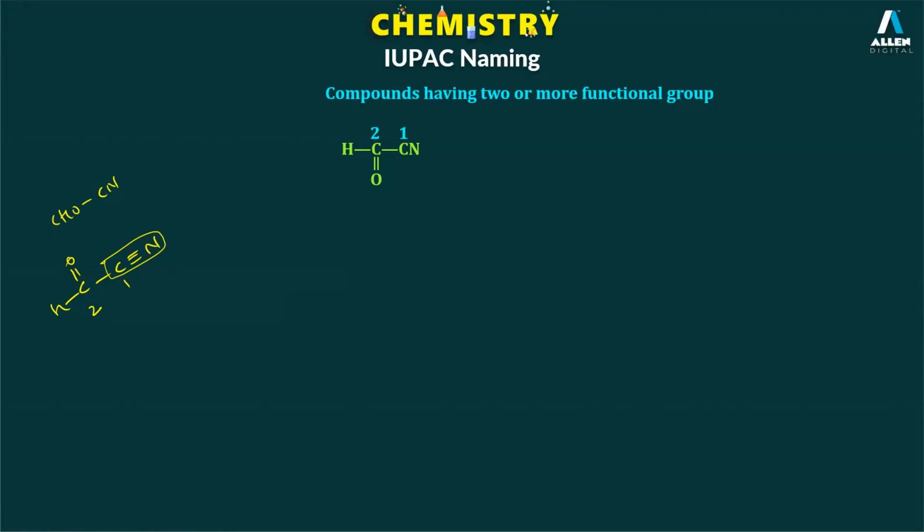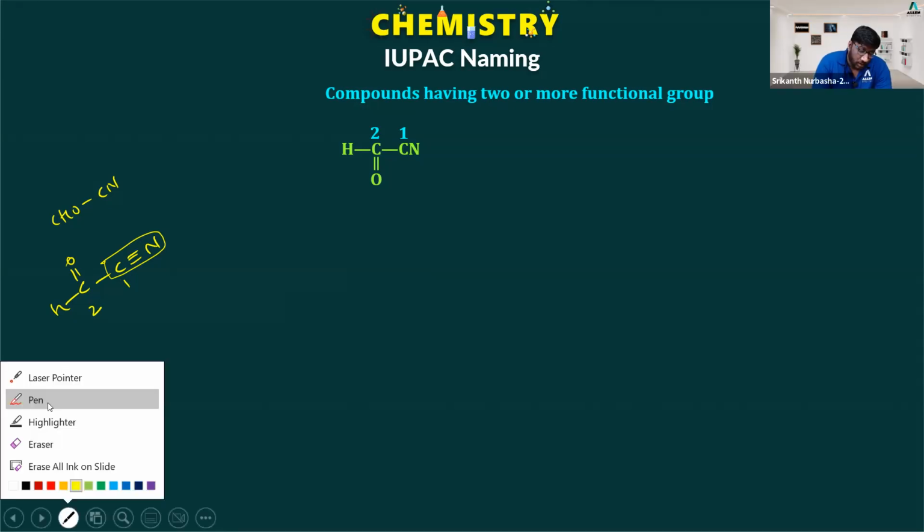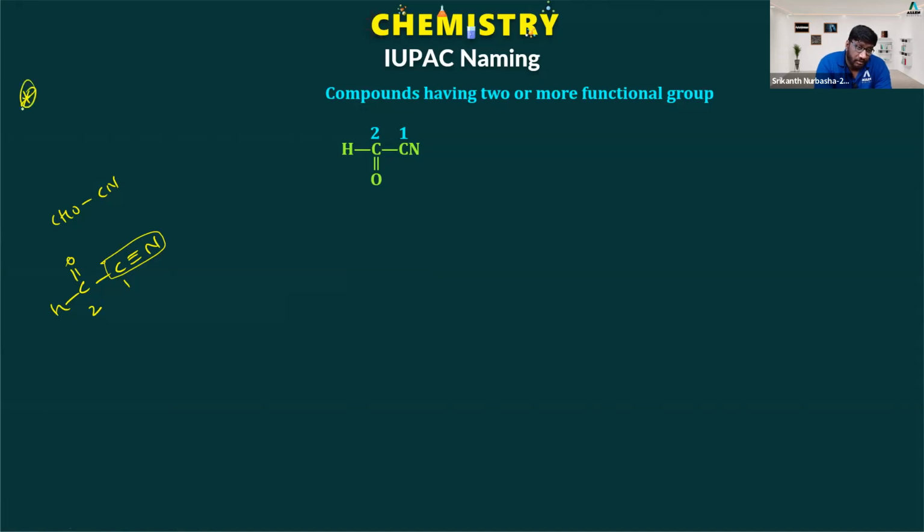Oxo or formyl? Write down one logical point here. Okay. CHO prefix. Okay. If oxo or formyl, these are the 2 cases for CHO.